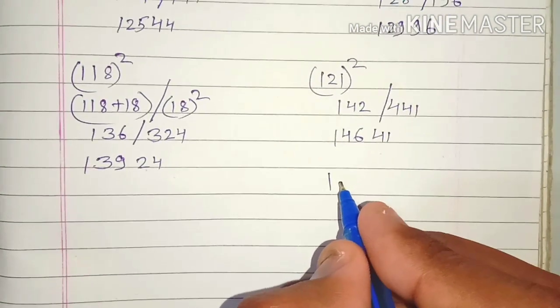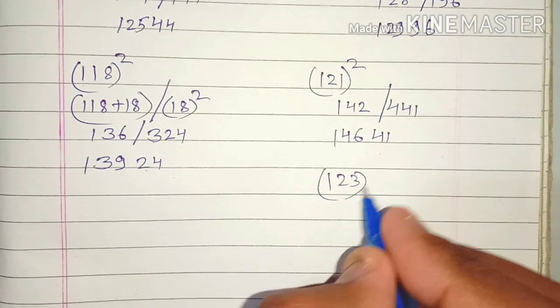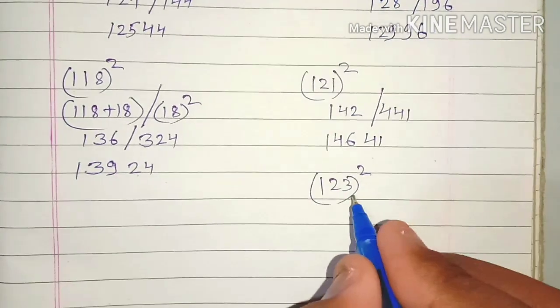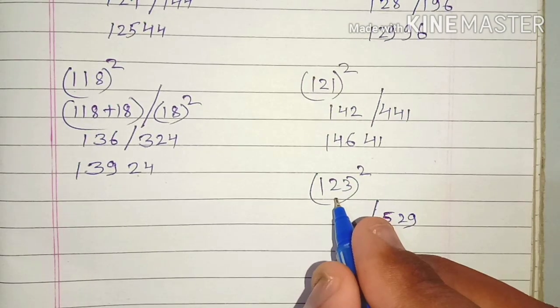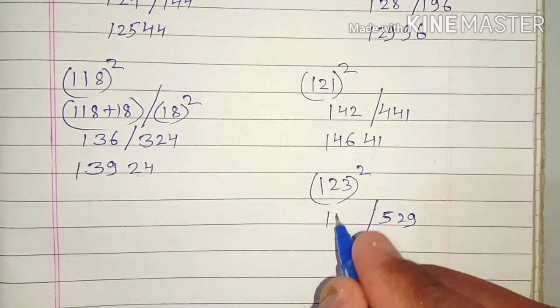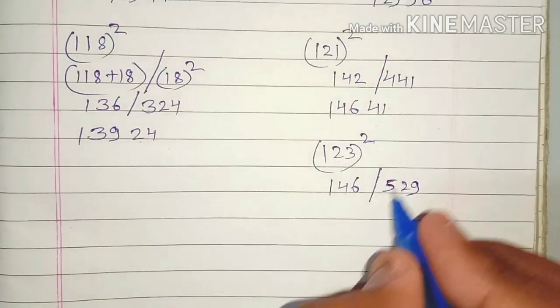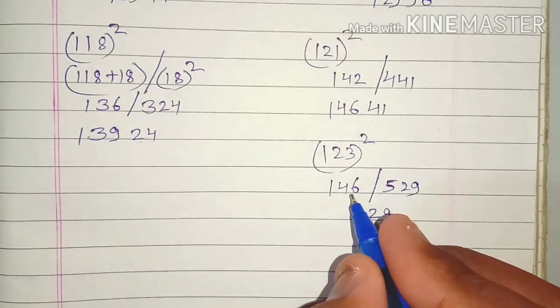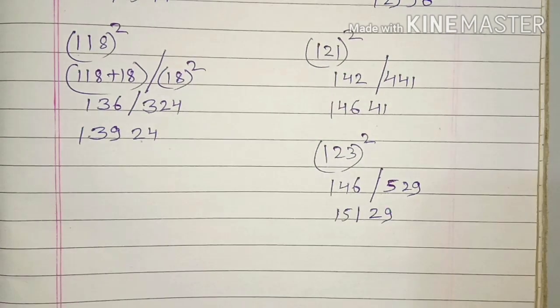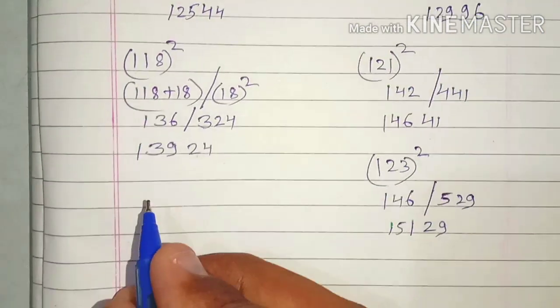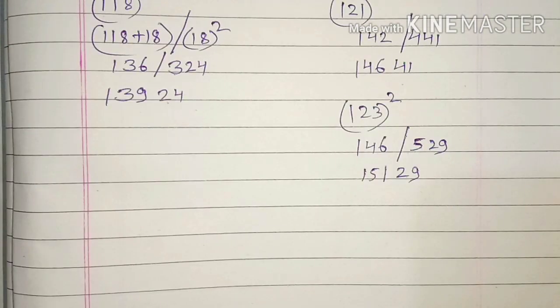Another example, 123 square. Square of 23 is 529. 123 plus 23 becomes 146. You can write 29 the same. 146 plus 5 becomes 151. Hope the examples are sufficient.